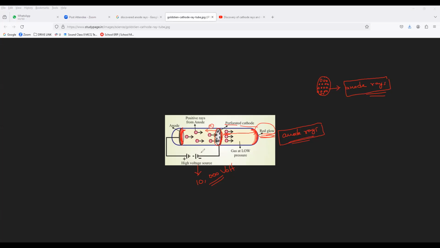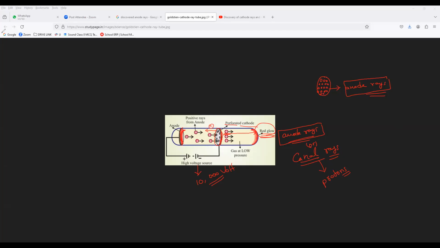Now here, you see those anode rays, as they pass through the holes of this perforated cathode, we can call them canal rays. So anode rays we can also call what, everybody? Canal rays. As these particles have a positive charge, what do we call them, all of you? We call them protons. That is what you have to remember.